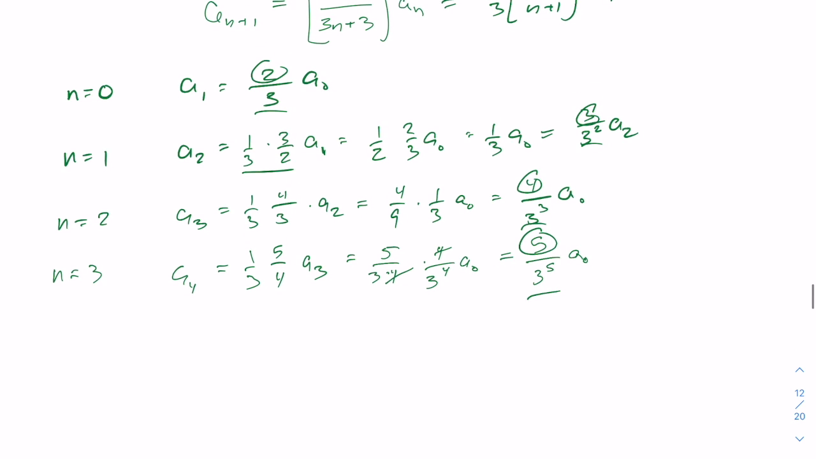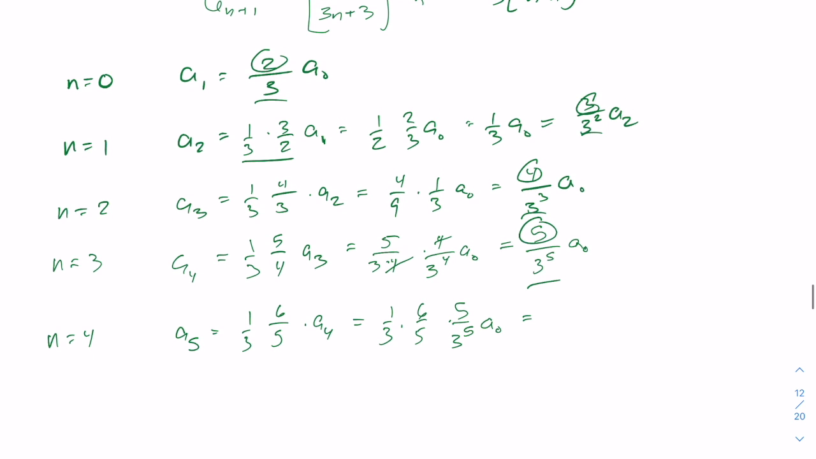Let's do one more. N equals 4. I have a sub 5, 1/3, 6/5 times a sub 4, which is 1/3, 6/5 times 5 over 3 to the 5th a naught, which is, the 5's cancel, and I have 6. Okay, the pattern is now verified. 3 to the 6th a naught.